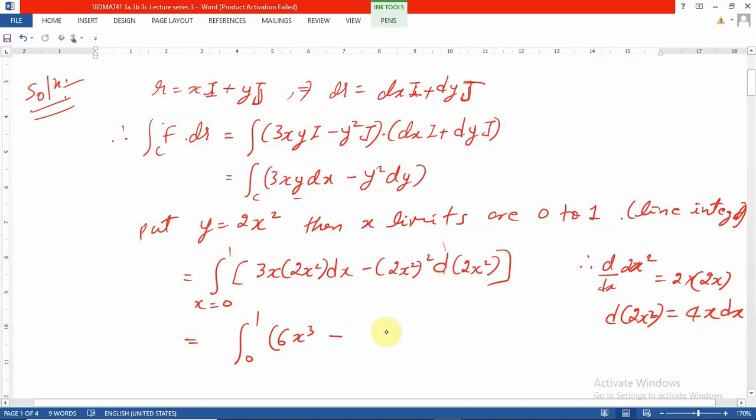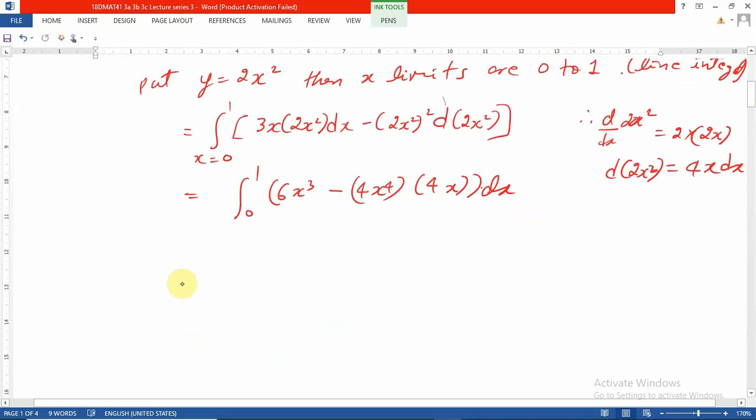So here I am going to substitute this. So square of the square is nothing but 4x raised to 4, and differentiation of 2x square is nothing but 4x, and the common here is dx, student. So this is how we simplify. So quickly I am going to take the integration 0 to 1. This is 6x cube, as it is no change, minus 4 into 4 is 16, x raised to 4 into x is x raised to 5 dx, students.